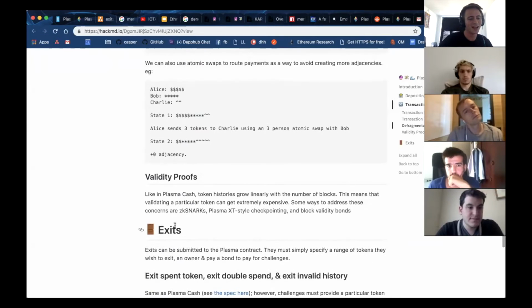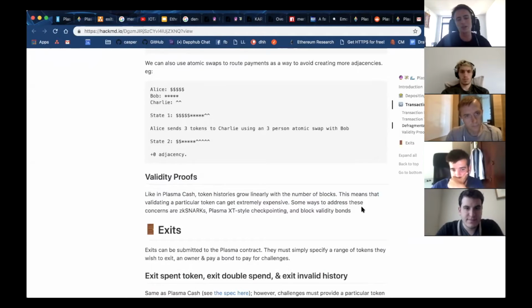Cool. So once again, we still have the same problem. This is just a kind of little weird section. We have the same problem that we do in Plasma Cash, which is the whole checking a transaction history. Once again, it's growing linearly.